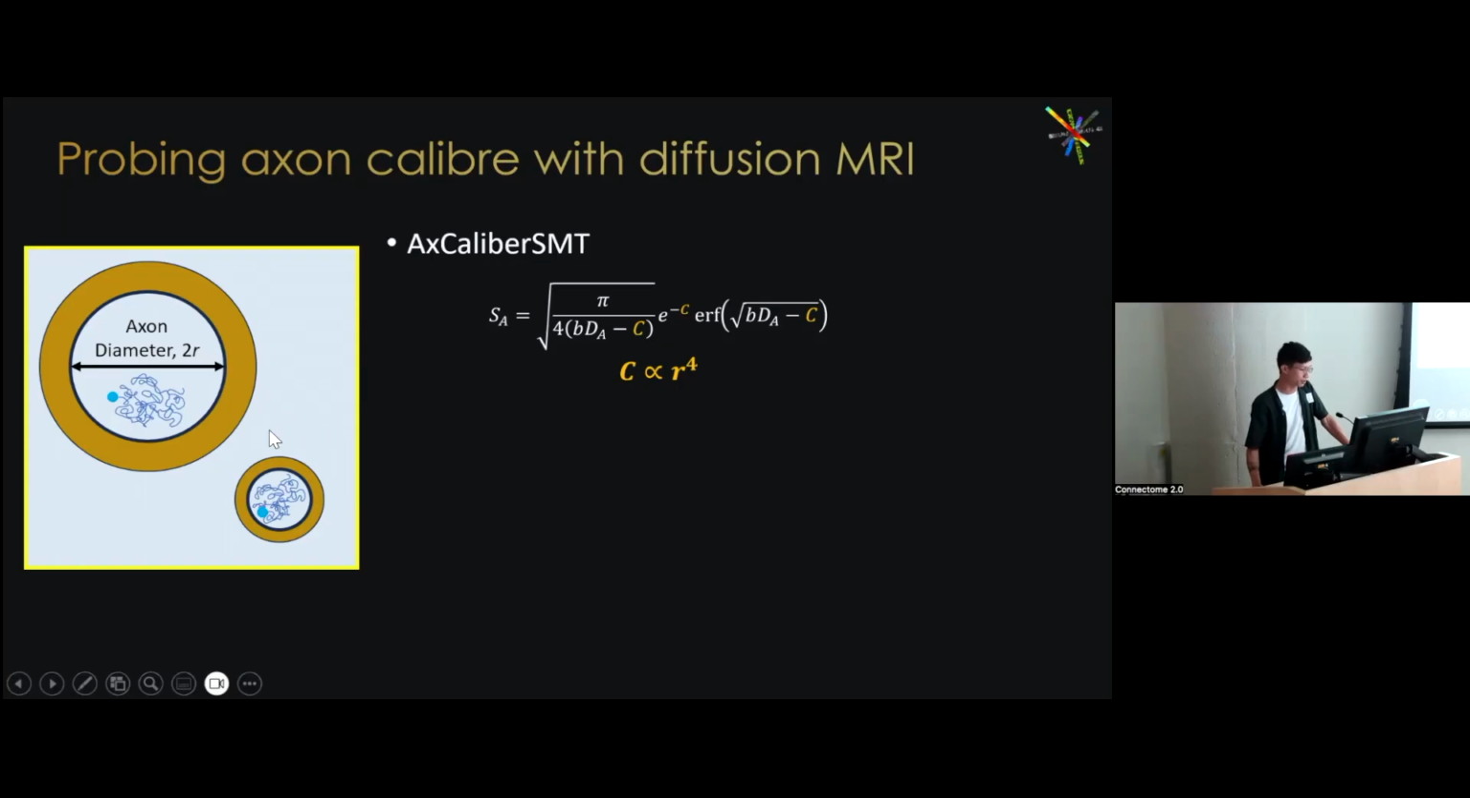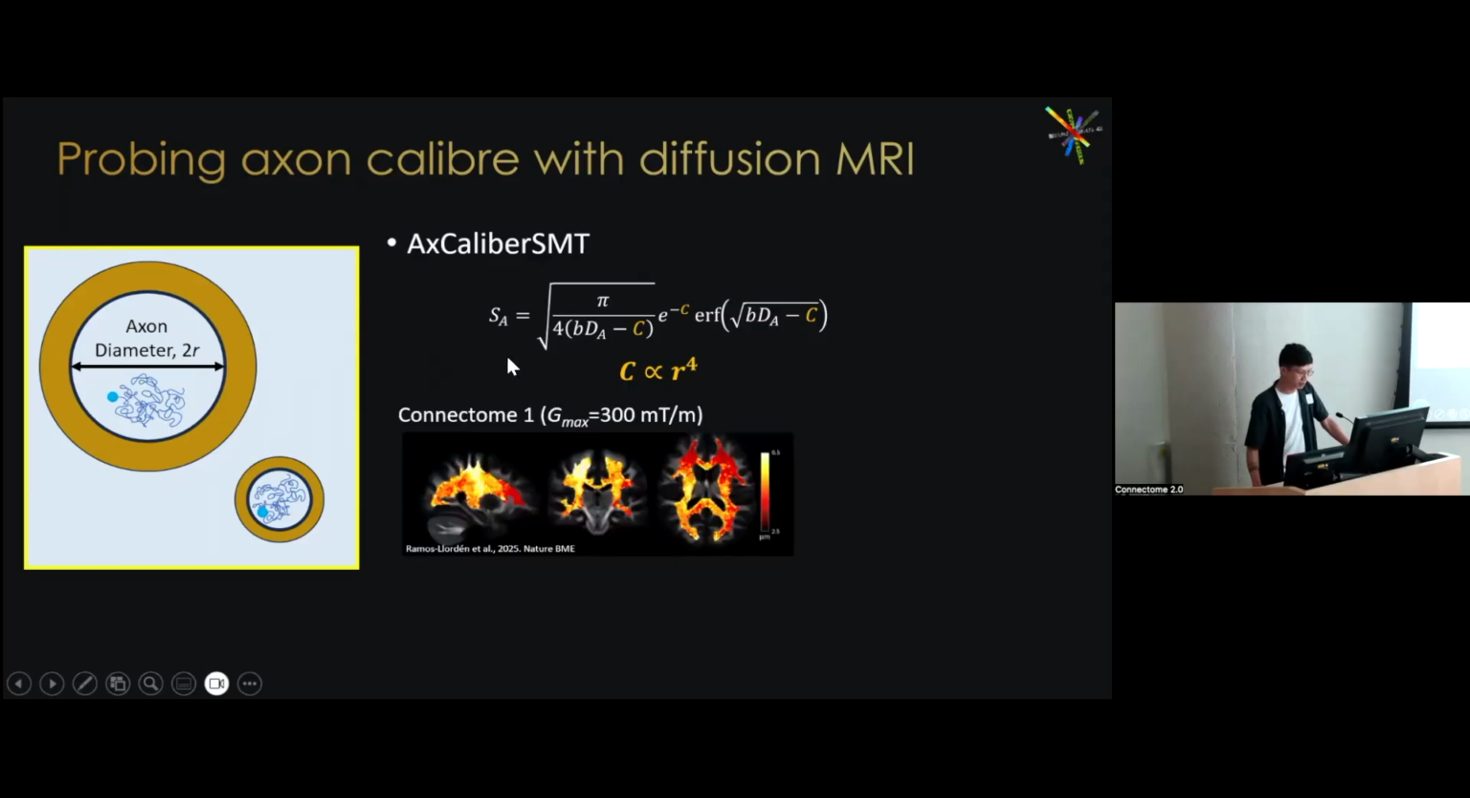Basically, we try to relate the diffusion signal inside the axons: the transverse diffusivity inside the axons is related to the axonal diameter. So with larger axon diameters, there is a different time dependency in the diffusion signal. And using Connectome 1, we have previously shown that we can capture some of the axon diameter variations in vivo in the brain, for example in the corticospinal tract, which usually has a larger axon diameter compared to the surrounding white matter.